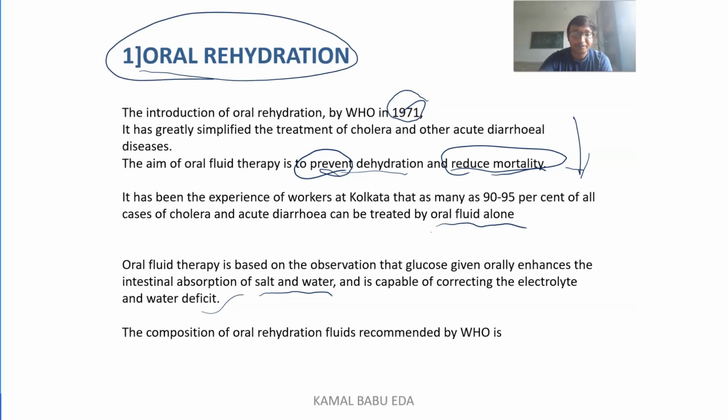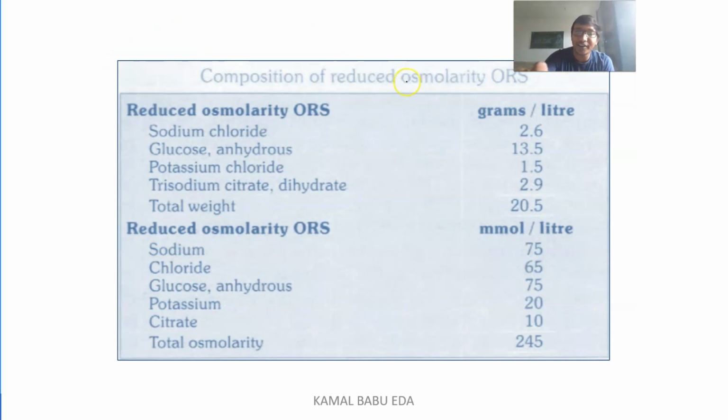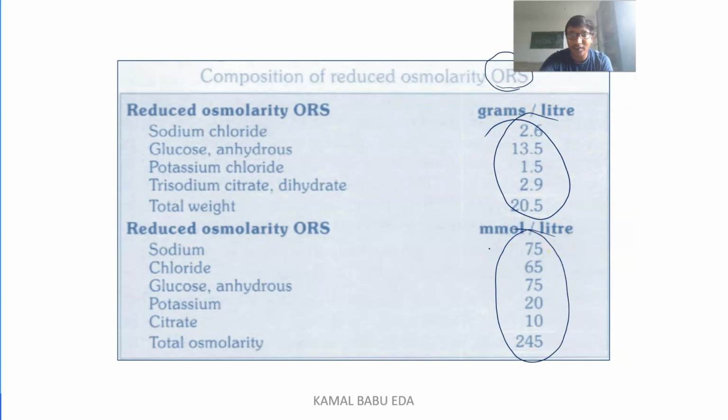The composition of oral rehydration fluid recommended by WHO is like this. This is the composition of reduced osmolarity ORS. You can screenshot this. Sodium chloride, glucose anhydrous, potassium chloride, and trisodium citrate dihydrate are the components used. The others are given in grams; if you take them in ml, this is the amount. You can screenshot this and keep it in your notes.